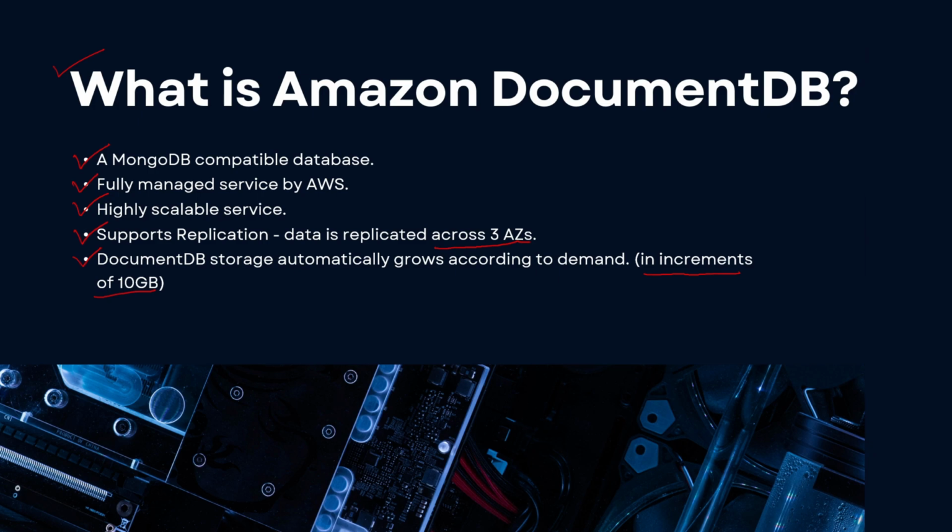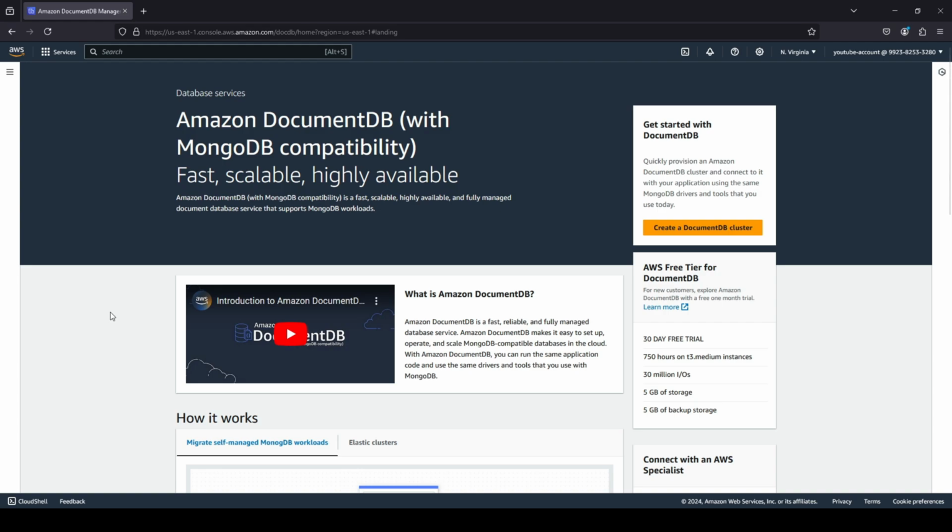So let's quickly dive into a demo wherein you guys can see how to create a DocumentDB on the AWS console. Okay guys, as you can see, I am on the AWS console, and to be more specific, I am in the database service section of DocumentDB. That's a MongoDB compatible database. You can see it's fast, scalable, and highly available.